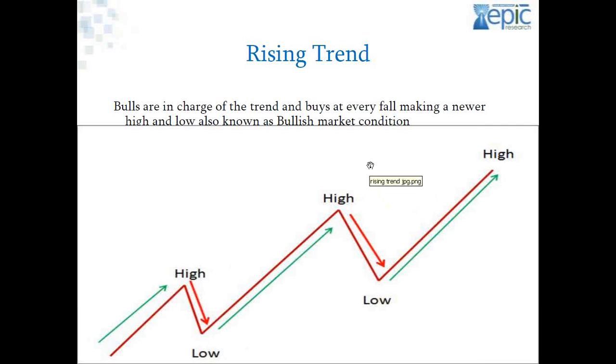Now it is very important to understand, before trading or doing technical analysis, which is the prevailing trend in that particular market, whether it is a rising trend or a falling trend. A rising trend would always have a higher high, higher low formation. As you can see, this high is higher than this particular high, and this low is higher than this particular low. So you can see this is a higher high, higher low formation pattern on the charts. This is known as a rising trend.